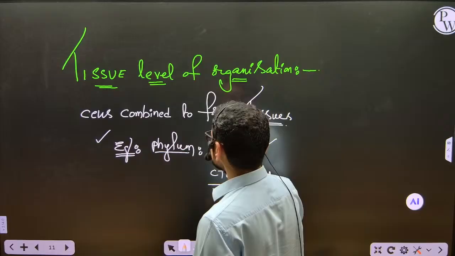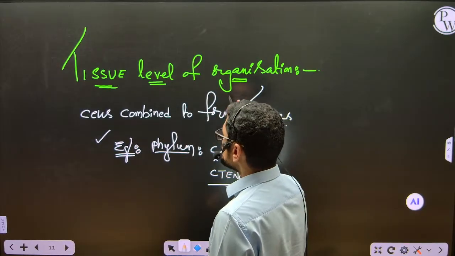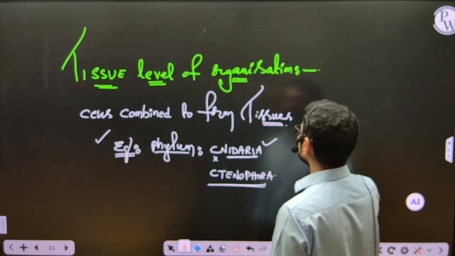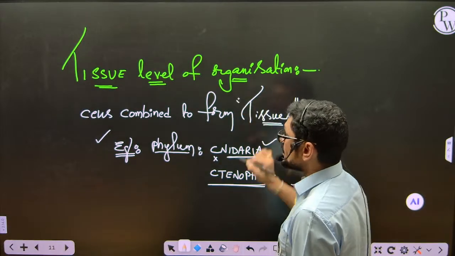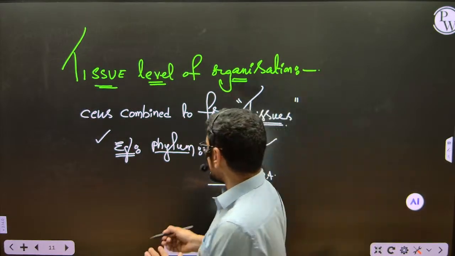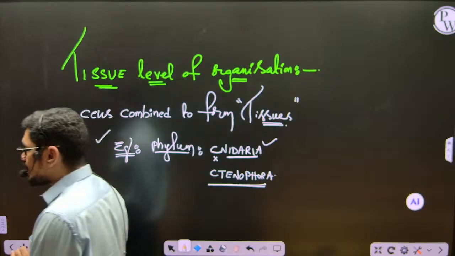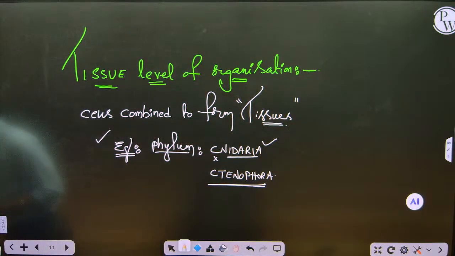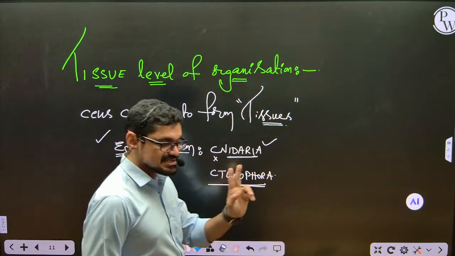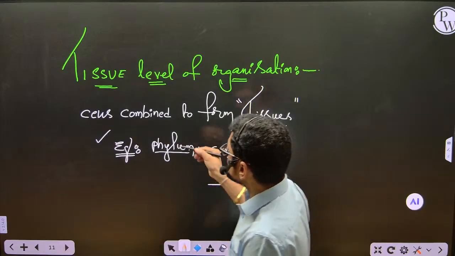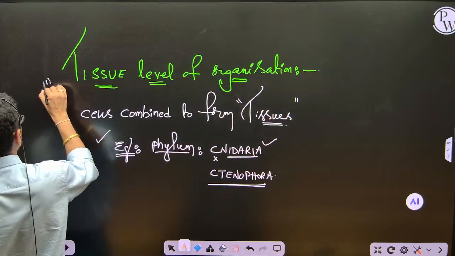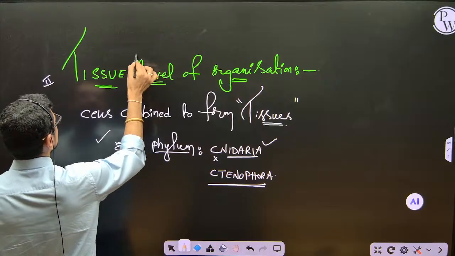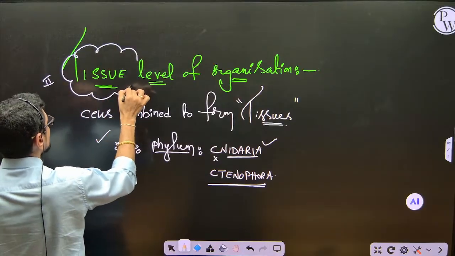So in tissue level of organization, C silent, cells combine to form the tissues. Example, phylum Cnidaria and phylum Ctenophora. This is the second level of organization. Tissue level of organization is the second level. The first level we already discussed, the cellular level, and now this is tissue level.